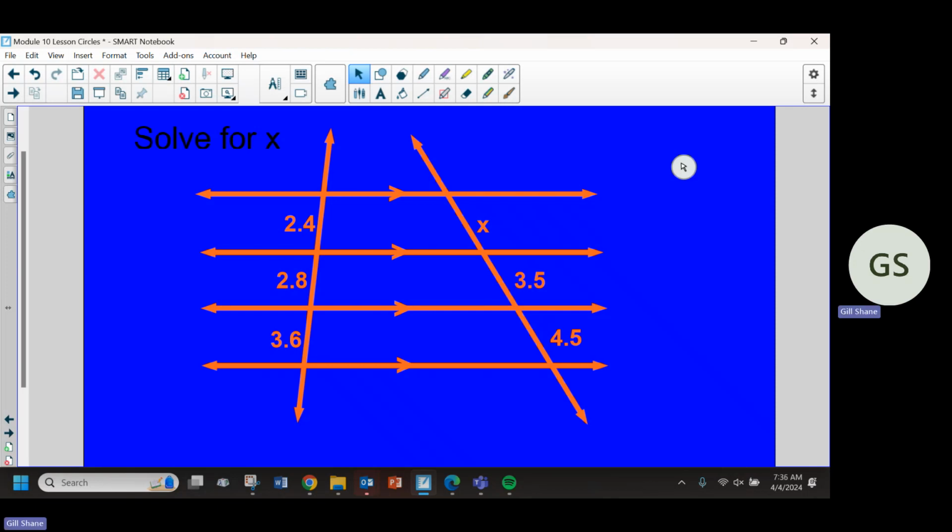Congruent, not even similar. The angles are congruent. You've got a whole bunch of congruent angles in this.